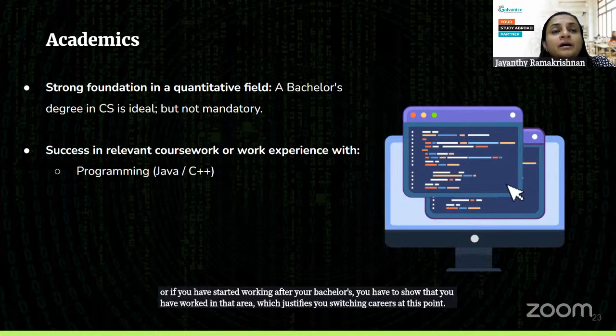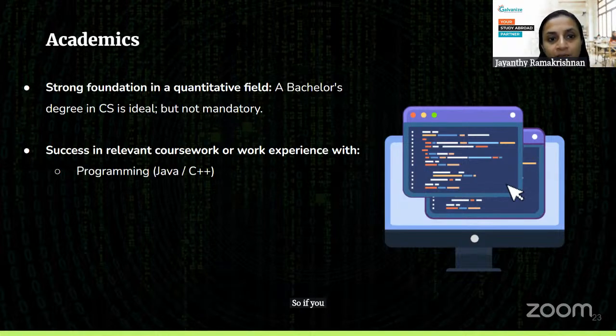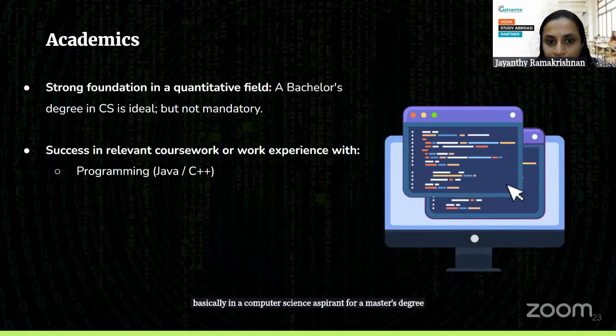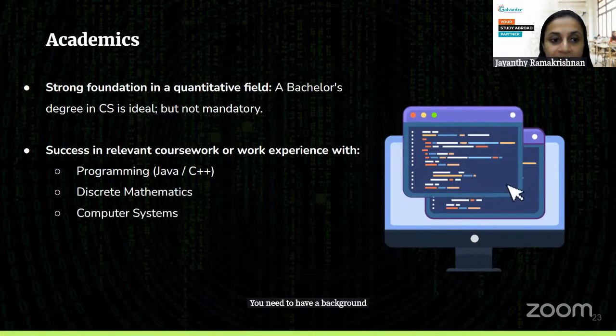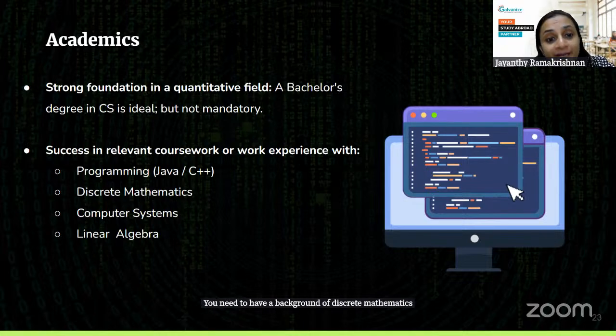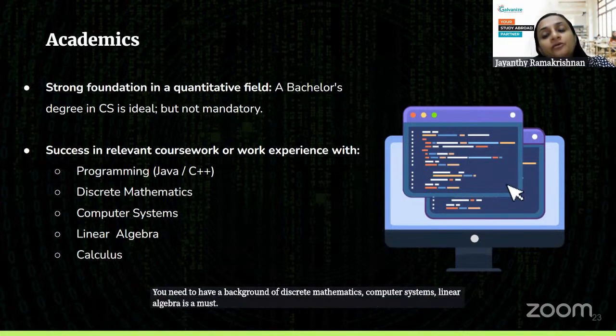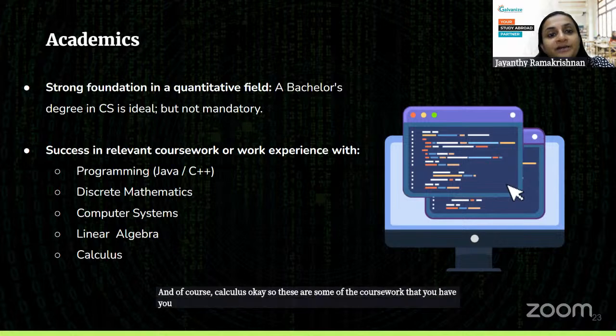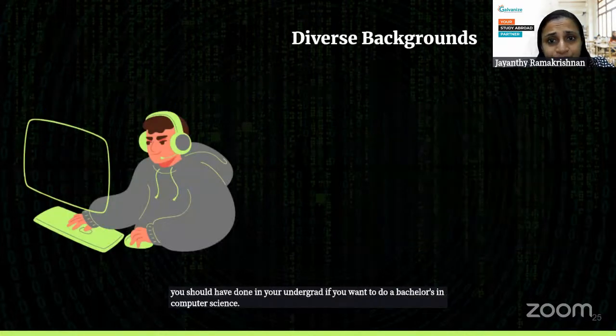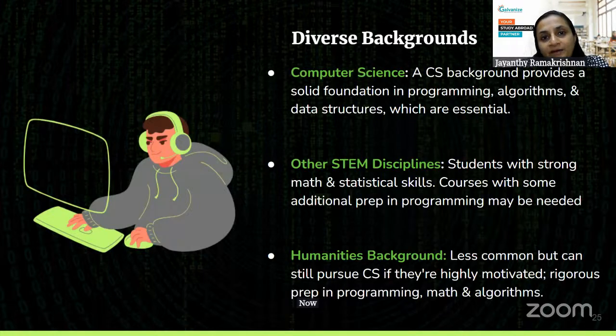So if you are a computer science aspirant for a master's degree, you need to have programming skills. You need to have a background of discrete mathematics, computer systems, linear algebra is a must, and of course calculus. Okay. So these are some of the coursework that you should have done in your undergrad if you want to do a bachelor's in computer science. Now, what happens if you haven't done these? It's not like, oh, you can't apply.